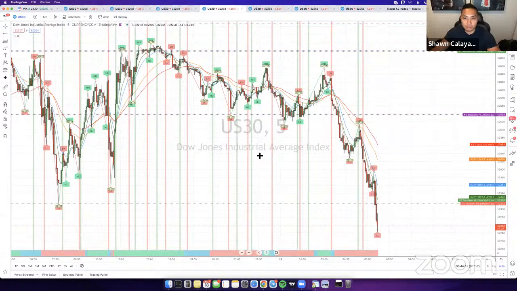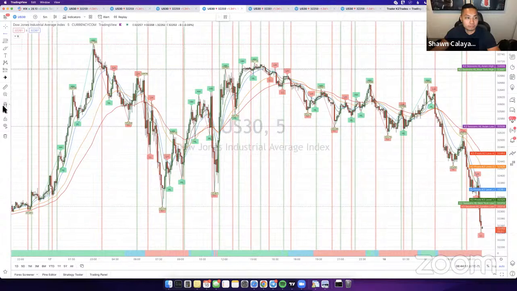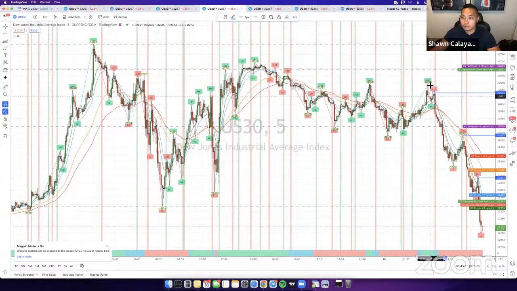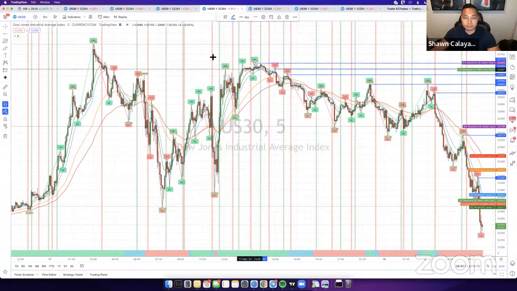What I'll do here on the 5-minute is I'll do the same thing. I'll mark up all of the areas of liquidity so that we can just follow through to see where price is likely to go, because typically all liquidity has to get hit at some point.